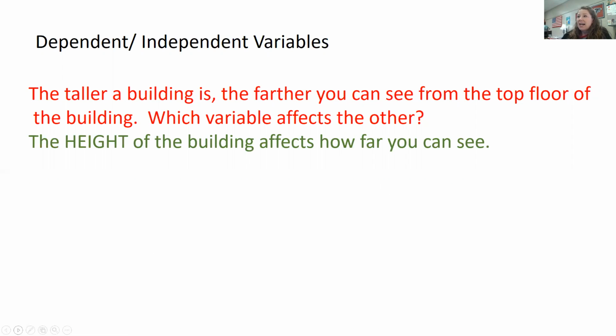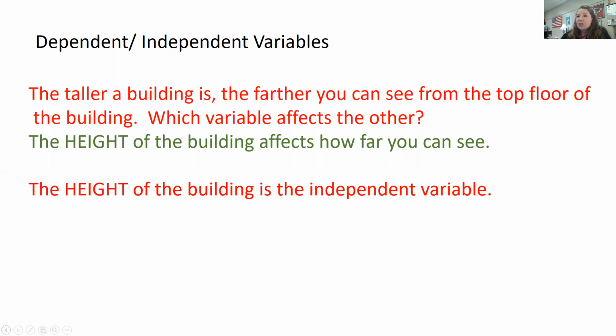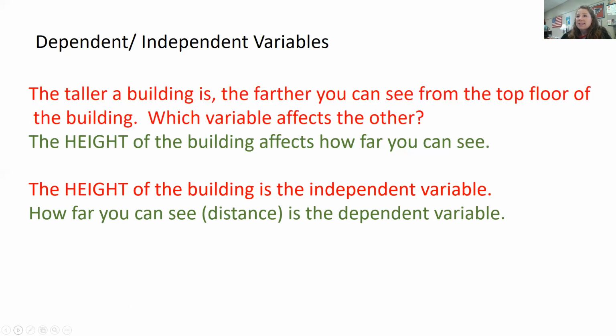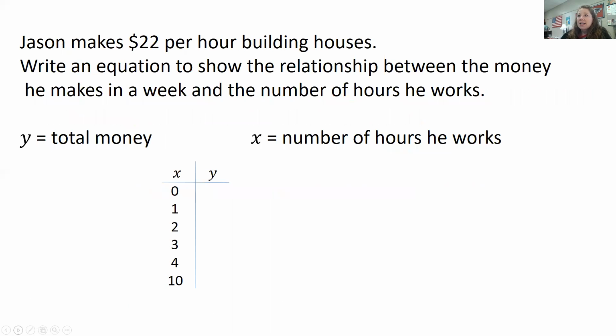And that's what it says. The height of the building affects how far you can see, which means the height of the building is independent, can be all kinds of different heights. But based on that height, that affects the distance. The distance depends on the height of the building. So it's the dependent variable. All right, let's look at this one.